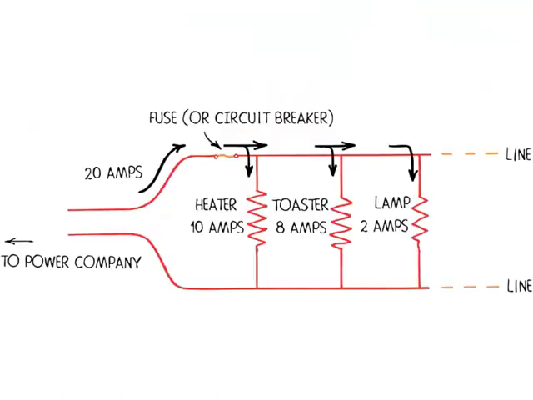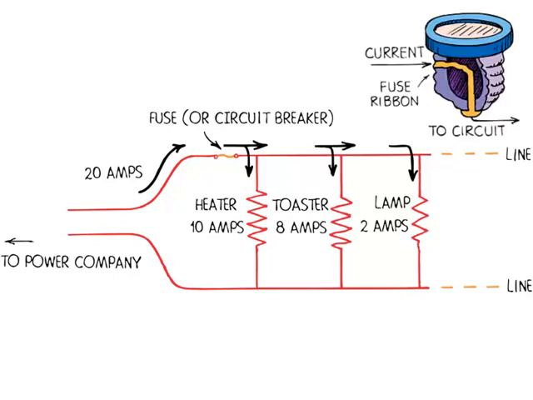To prevent overloading in circuits, fuses or circuit breakers are connected in series along the supply line. The entire line current must pass through the fuse. If the fuse is rated at 20 amperes, it will pass up to 20 amperes. A current above 20 amperes will melt the fuse ribbon, which blows out and breaks the circuit.